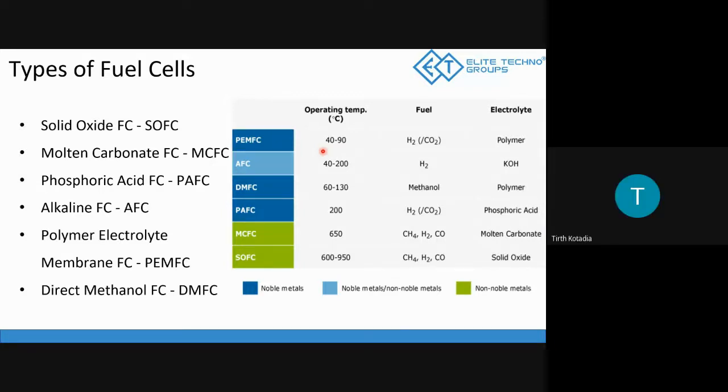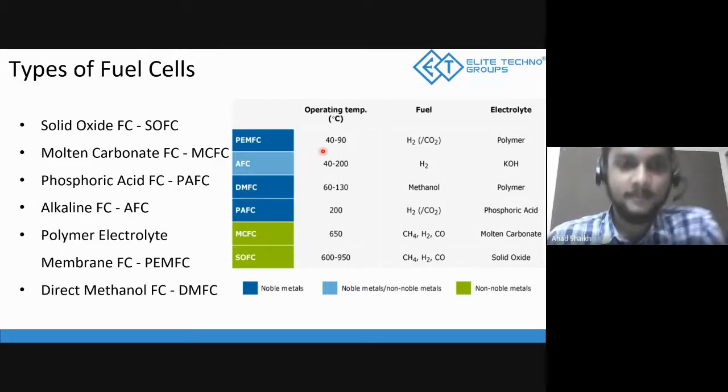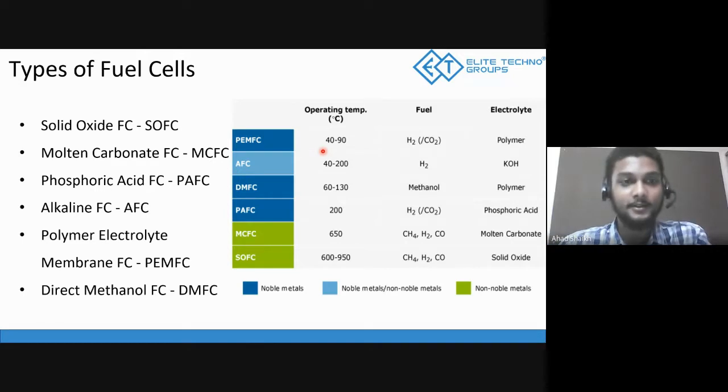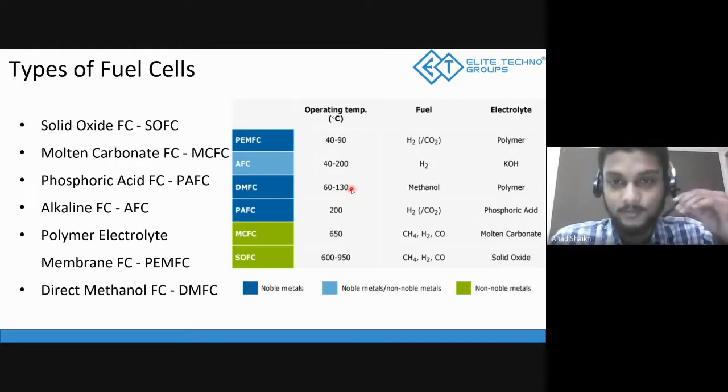First and third one. First one and third one. Okay, direct methanol fuel cell. Okay, all right. So we'll see which one exactly could be used specifically.